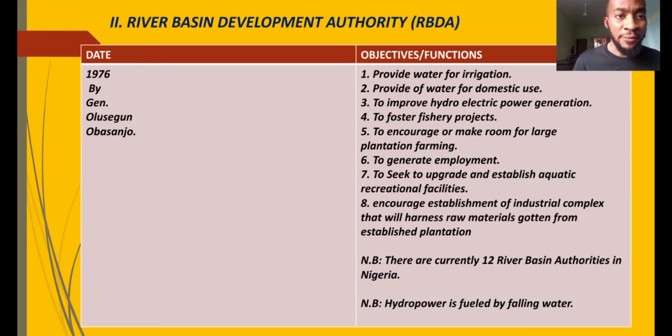Number 7, to seek to upgrade and establish aquatic recreational facilities. Recreational activities are for entertainment. It could be a situation whereby provision is made where animals that live in water float in water, and people see them and get entertained just by watching them.